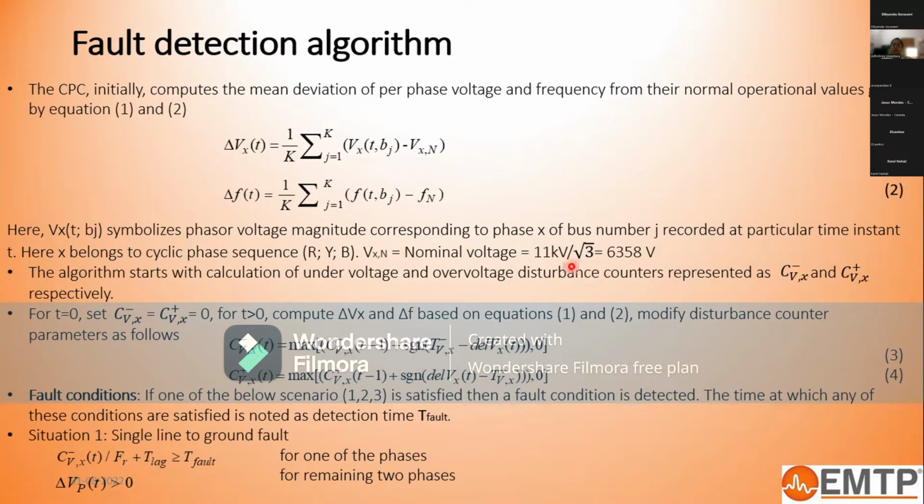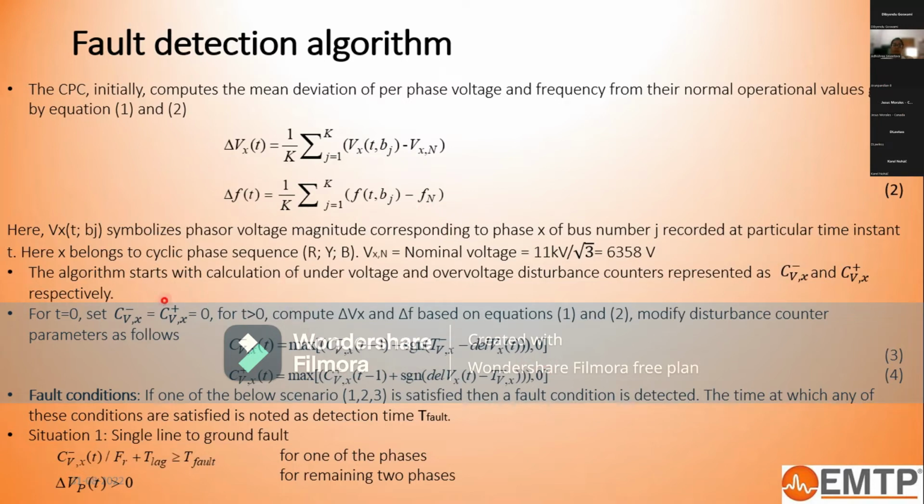That nominal value is taken as 11 by root 3 because my complete system is working at an 11 kV system as per the Indian standards. So it continuously compares with the nominal value and calculates this delta Vx, and delta Ft, that is the change in frequency, which is also calculated as compared to the nominal value.